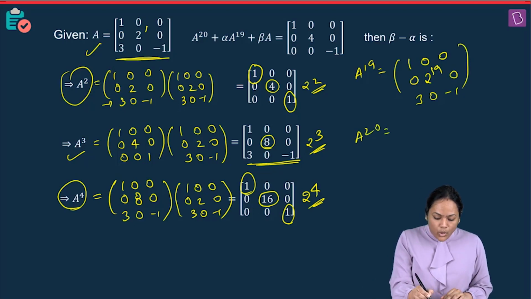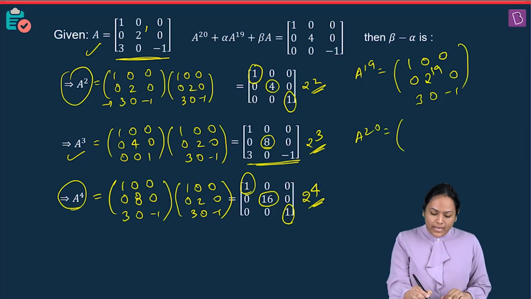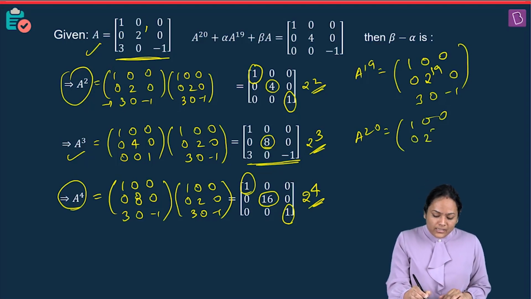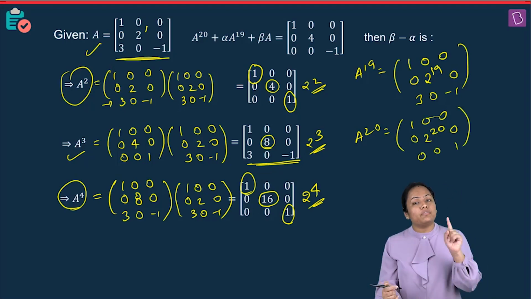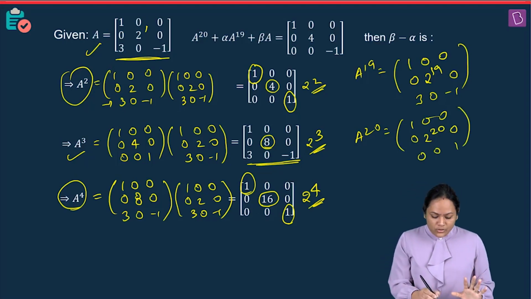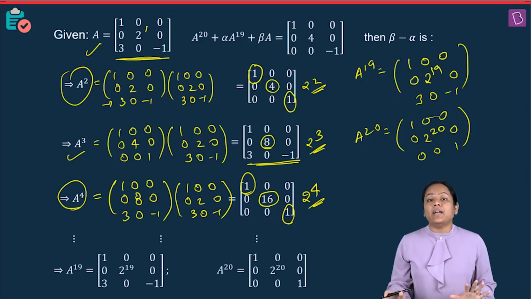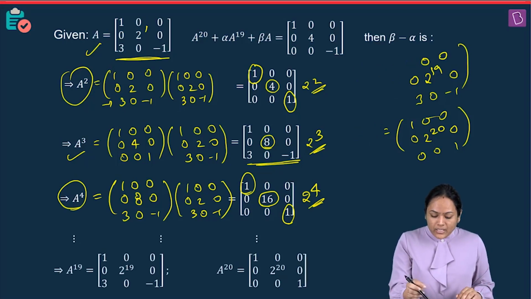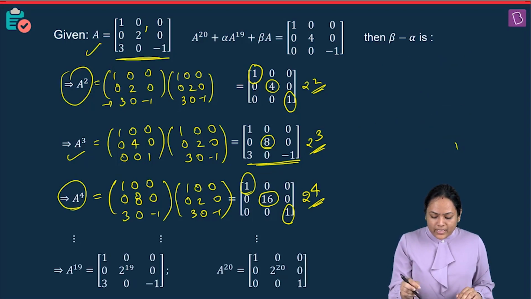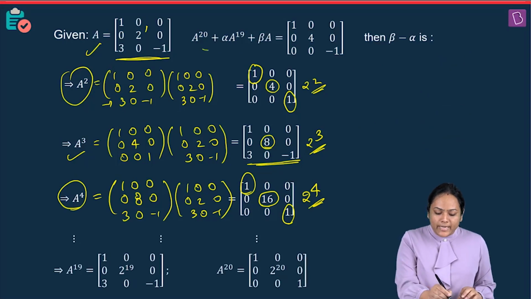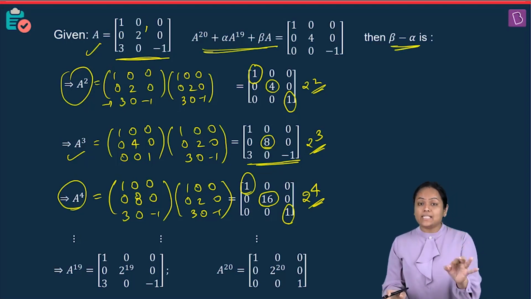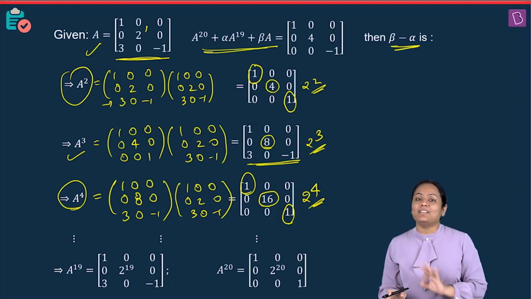Similarly, when I go to my even part, I'll have the same 1, 0, 0, then I'll have 0. This is going to be 2 raised to 20, 0, 0, 0, 1, following the pattern of a square and a raised to 4. So when we repeat this, this is the final thing we have got. Understood? Perfect. Now we have to just substitute a raised to 20, a raised to 19 and a in this relation and get the value of beta and alpha, thus getting the final answer of beta minus alpha.